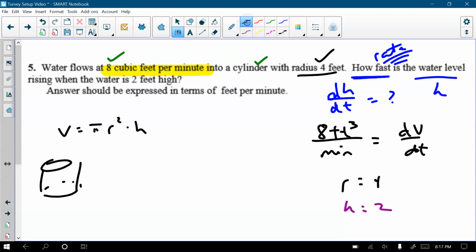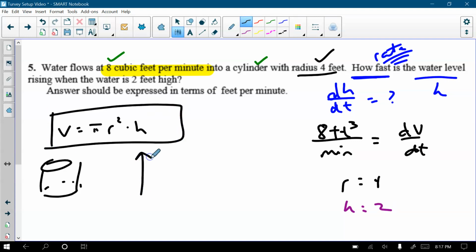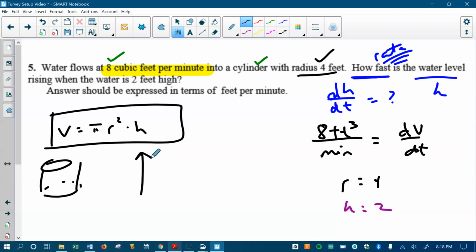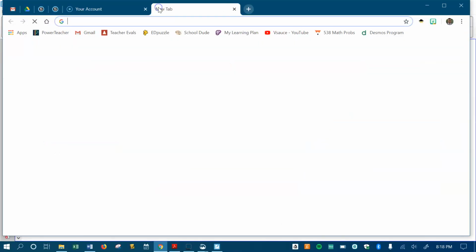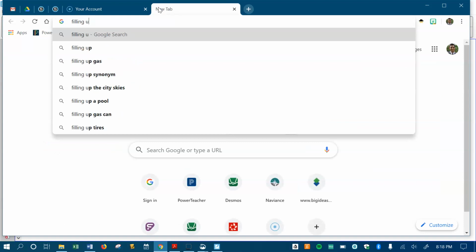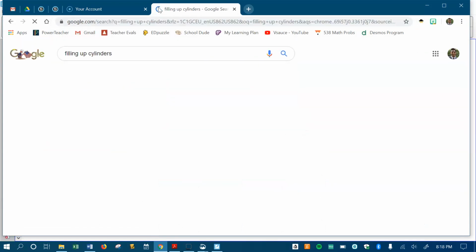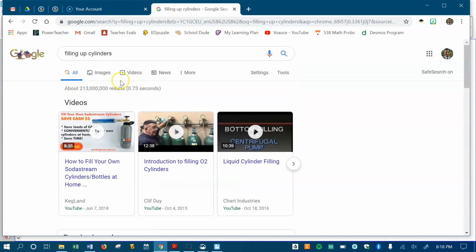So the equation that I need is going to be right here. Volume equals pi r squared times h. And that is going to be how the radius and the height are changing for the volume. However, huge idea. I want you to think of a cylinder, and I want you to think of filling something up in the cylinder. When you're filling up cylinders, only one variable is actually changing.